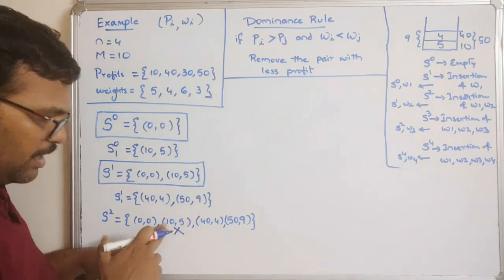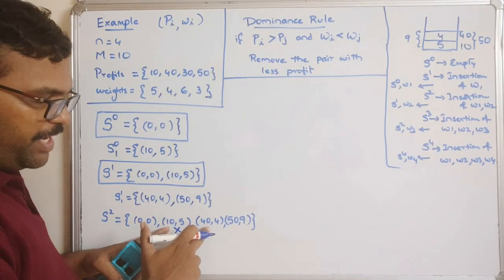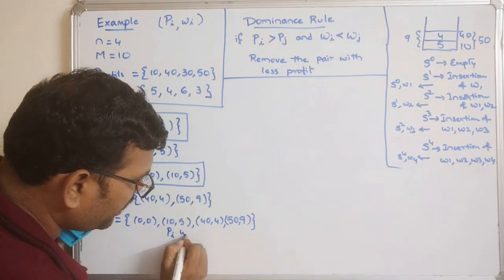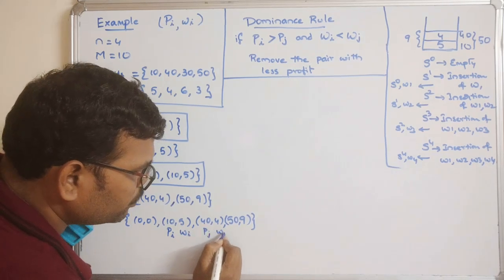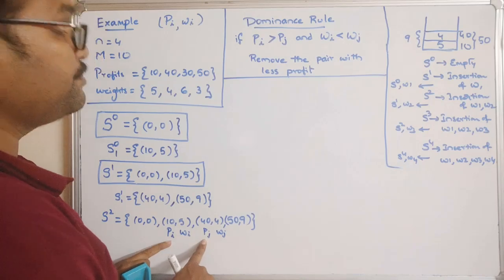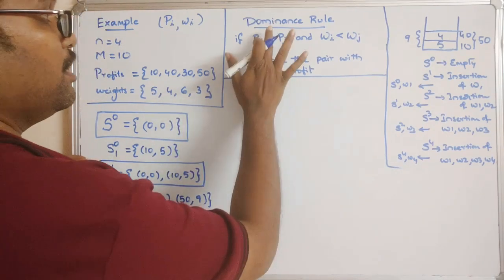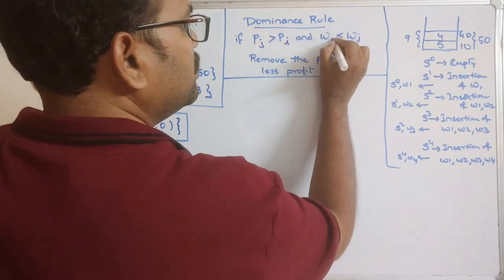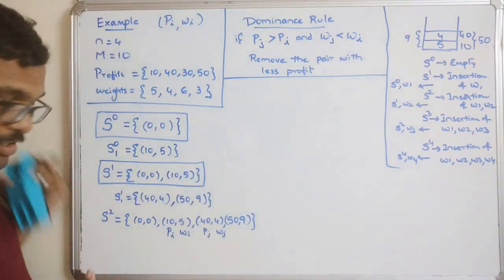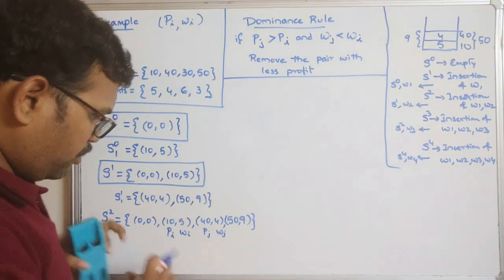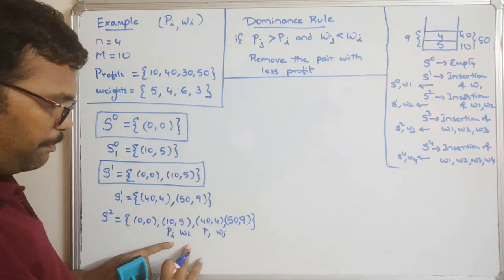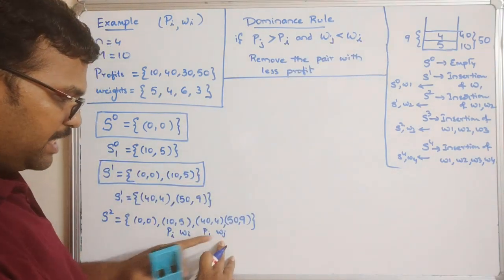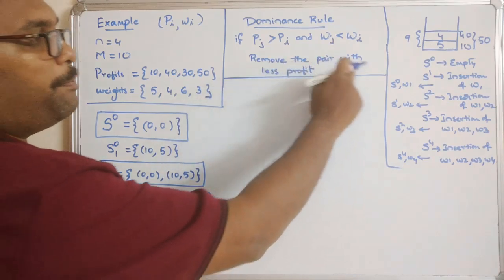Here the same thing happens. Consider Pi and Wi, Pj and Wj. Increasing weight should increase the profit. So Pj is greater than Pi, perfect, and Wj is less than Wi. So we need to remove the pair with less profit.